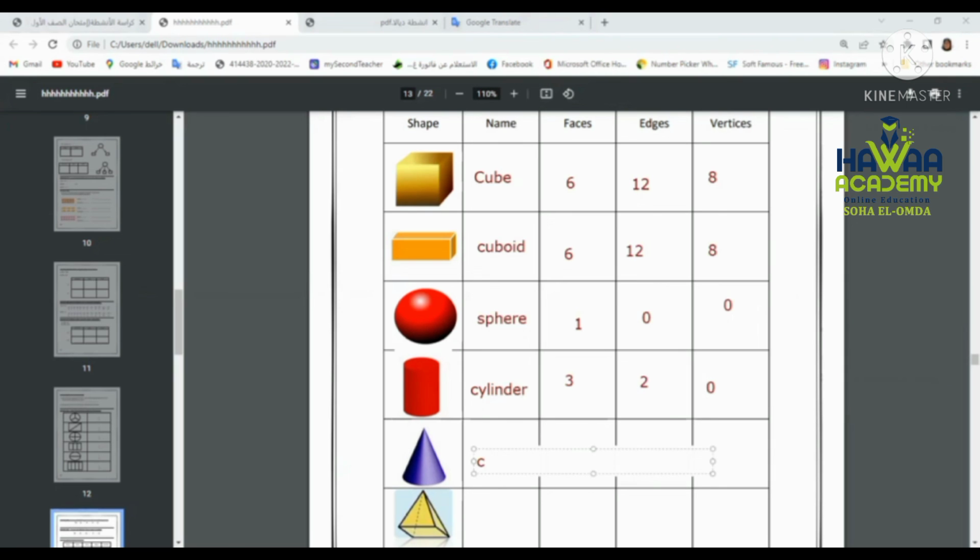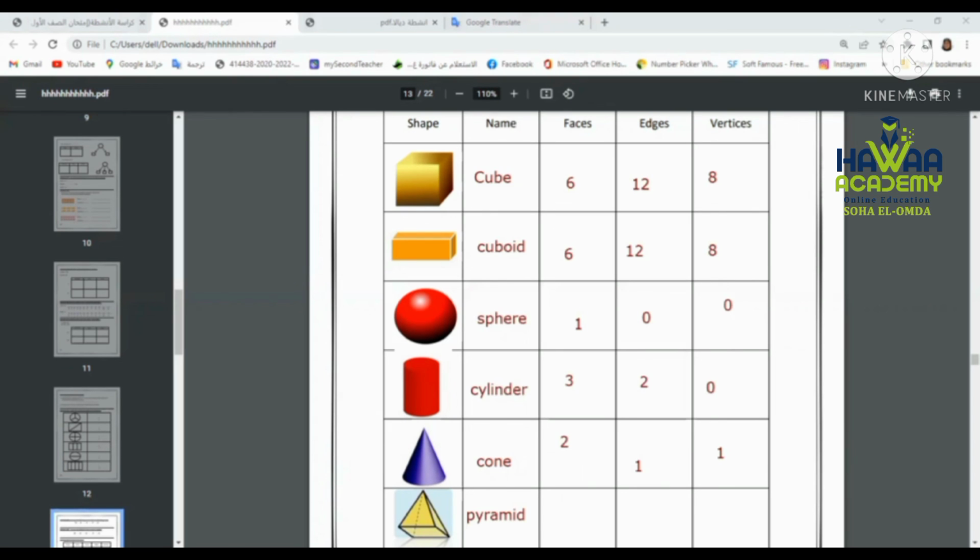Hey, Mr. Cone, the ice cream cone. It has how many faces? It has 2. How many edges? We have 1. How many corners or how many vertices? Obviously, we have 1. And now the last one, we have the pyramid or the square-based pyramid. Both of them are right. So we can write pyramid or square-based pyramid. All of them are great.